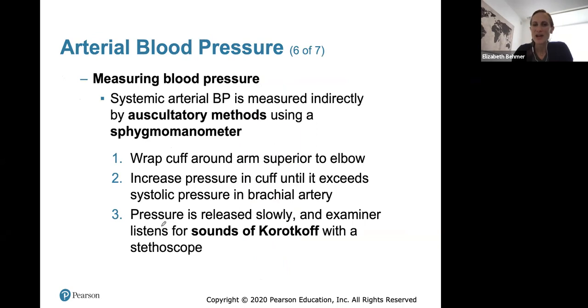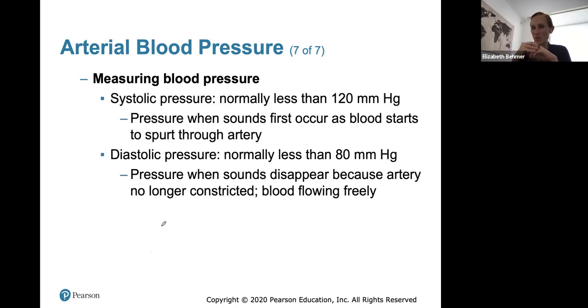Measuring blood pressure uses a sphygmomanometer, say that 10 times fast, and we use it by an auscultatory method, for hearing, where you wrap the cuff around the arm superior to the elbow. You increase pressure in the cuff until it exceeds the systolic pressure in the brachial artery and squeezes it shut. Then as we release the pressure slowly, blood starts to squirt through the brachial artery, and we can hear that blood squirting through. Those are called the sounds of Korotkoff, heard with a stethoscope.